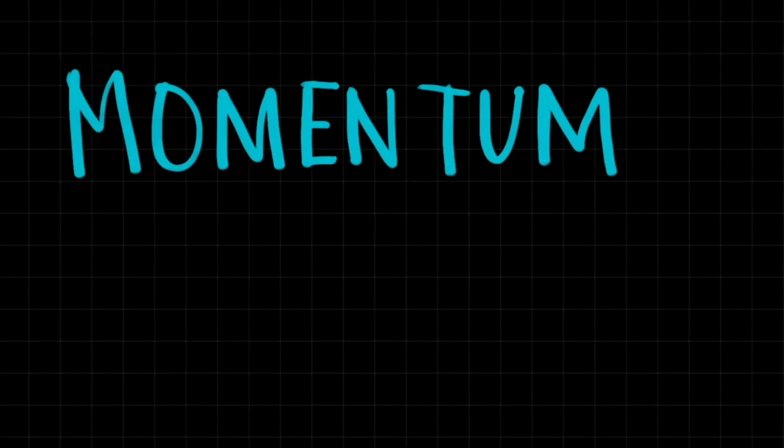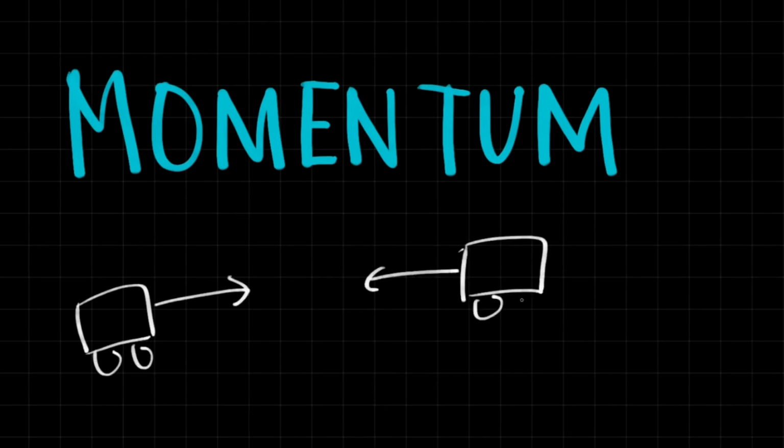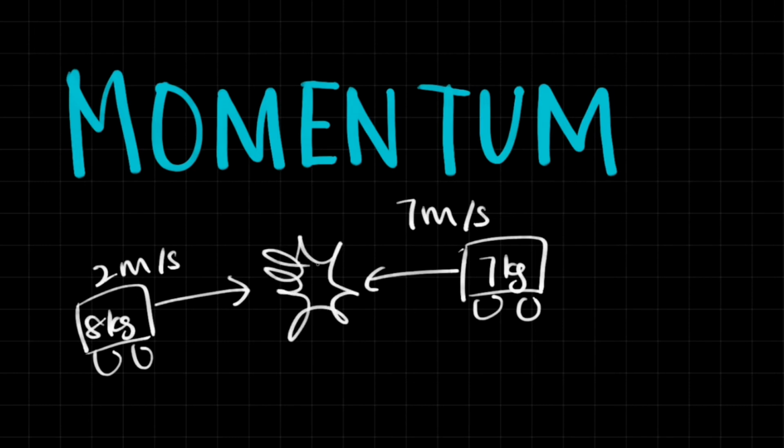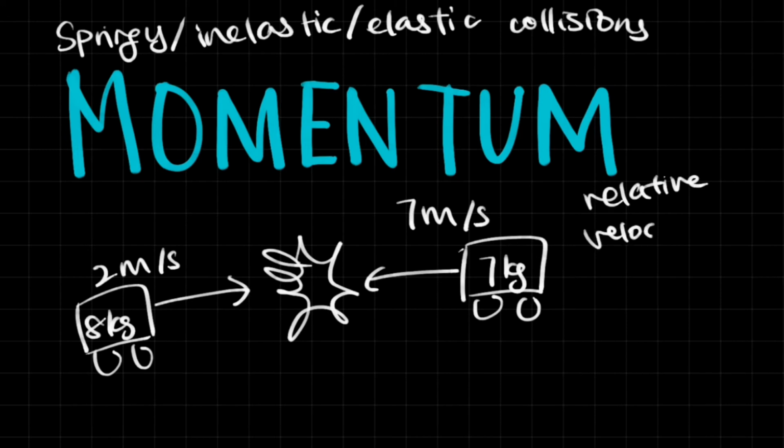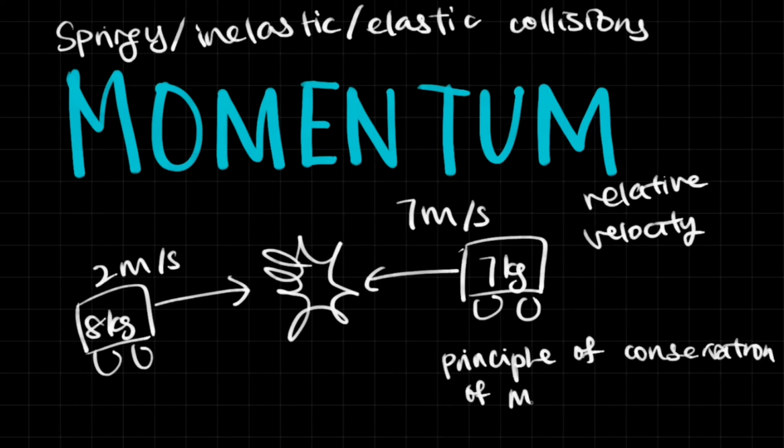Hello, and today we're going to talk about what momentum is. Momentum is a way of thinking about a traveling object in which we link together both the mass and the velocity of the traveling object. There are a lot of questions and topics within this area. For example, the difference between elastic and inelastic collisions, relative velocity or speed, as well as what the principle of conservation of momentum might tell us.